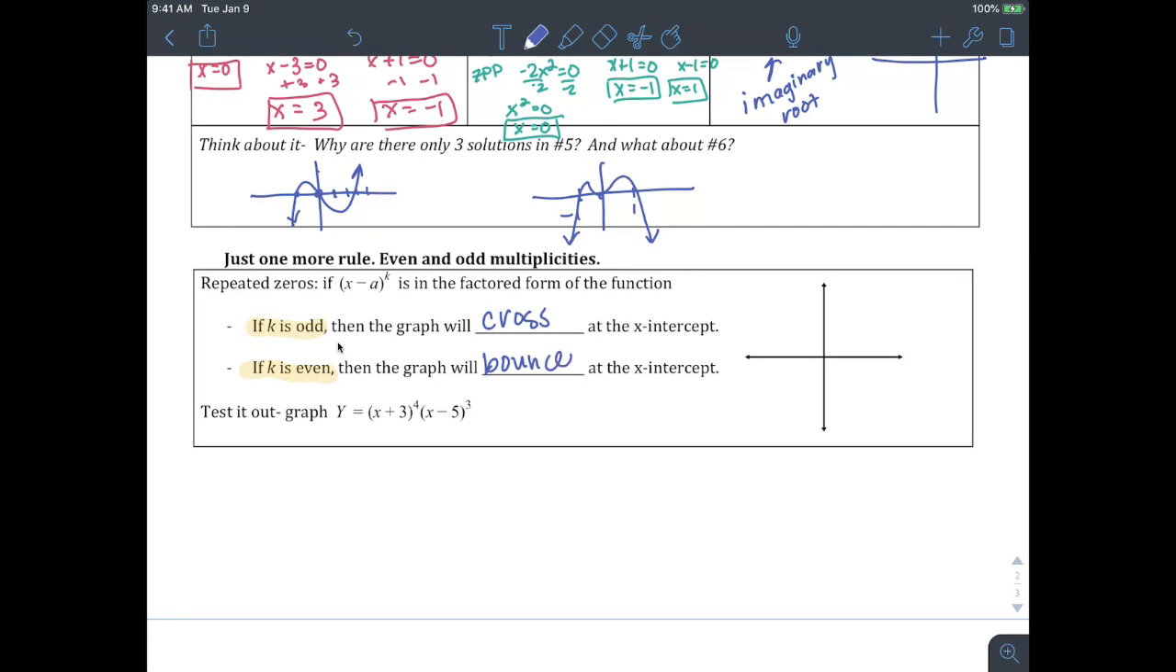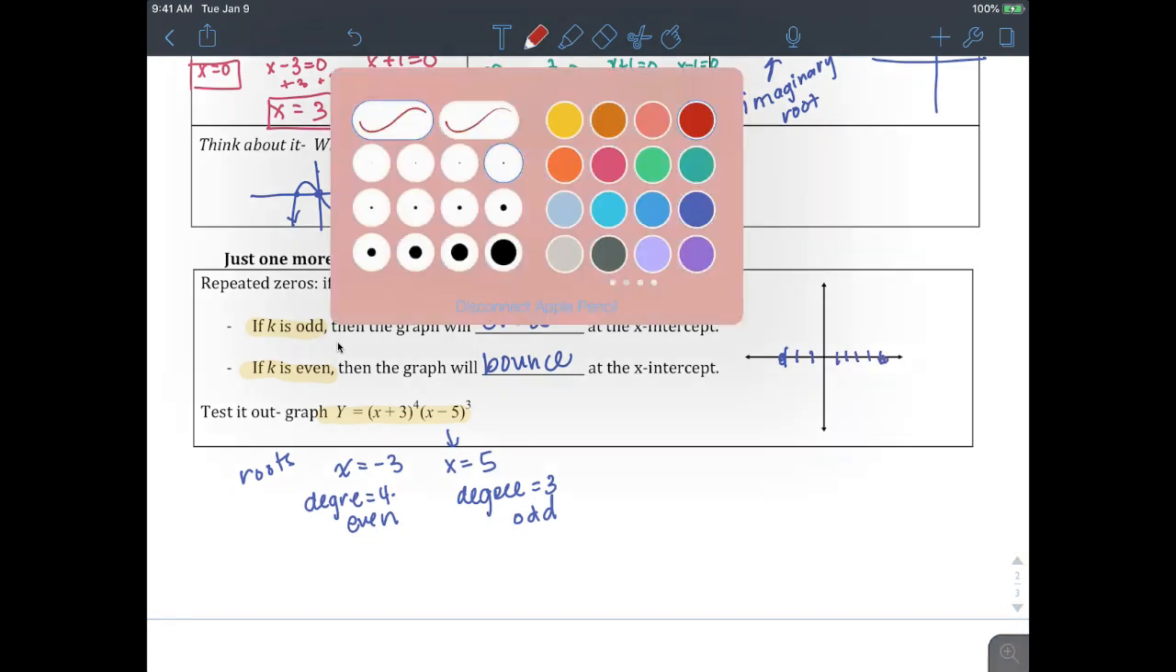So for example, when I look at y is equal to x plus 3 to the 4th power times x minus 5 to the 3rd power, I have roots here at x equals negative 3 and x is equal to 5. The degree for the first factor is 4, which is even. And the degree for the second factor is 3, which is odd. So I'm going to graph negative 3 for my root and 5 for my other root.